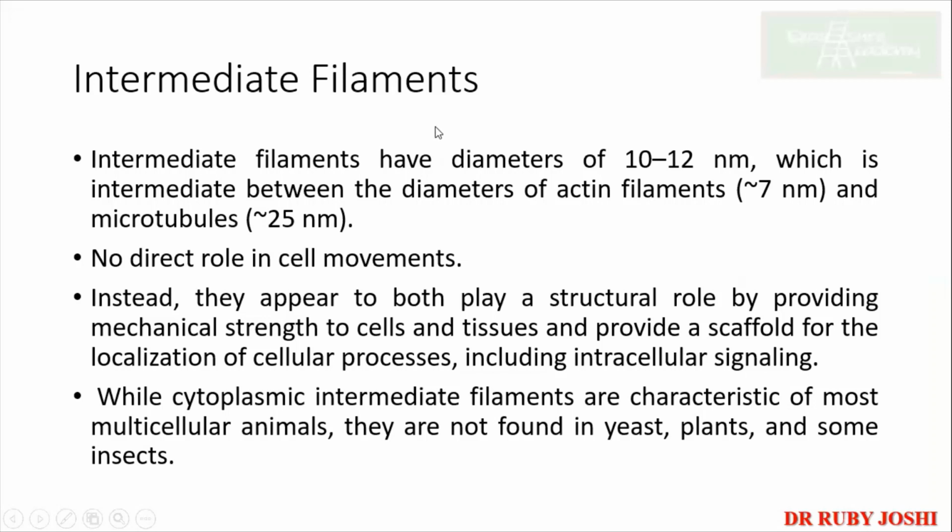Now, these intermediate filaments have a diameter of around 10 to 12 nanometers, which is in between actin filaments and microtubules. They are not directly involved in cell movements, but they play an important role by providing the structural role, giving mechanical strength to the cells and tissues, and providing a scaffold for the localization of cellular processes, including intracellular signaling. Later, after 1 or 2 units, we'll see in cell signaling that these intermediate filaments are involved. Many proteins are in direct connection with these intermediate filaments.